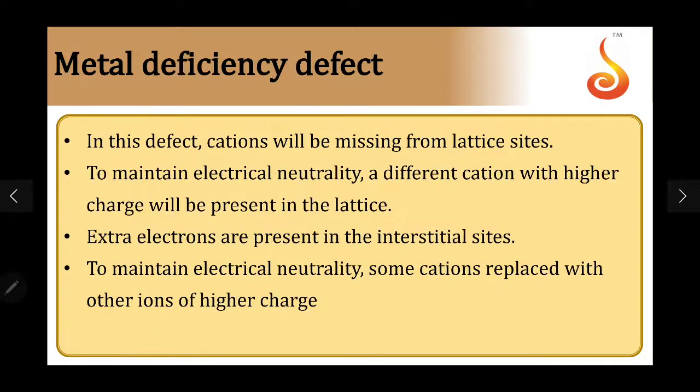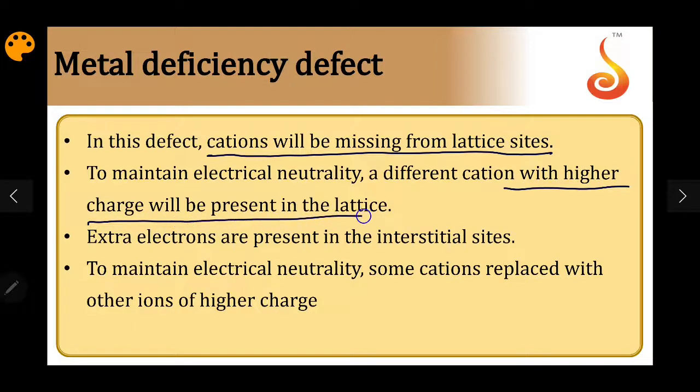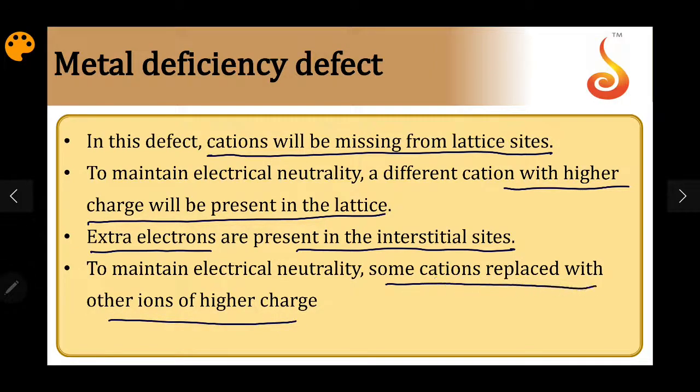The other one is metal deficiency defect. In this defect, cations are missing from the lattice points. So cations are missing, anions are seen. To maintain electrical neutrality, somewhere else another cation is replaced with a cation of higher charge. Okay, that is one way of getting metal deficiency defect. And extra electrons are trapped in the interstitial sites. To maintain electrical neutrality, again the cations are replaced by another cation with higher charge or higher valency.